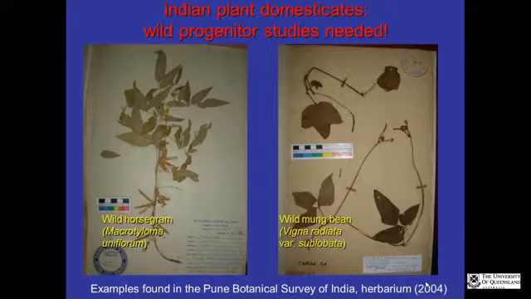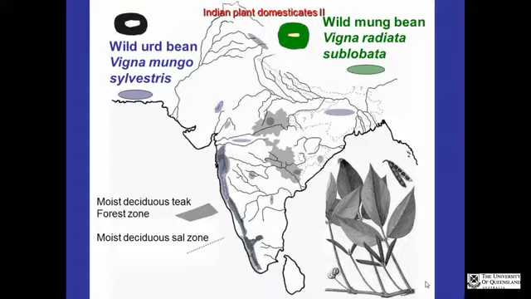So these are just some examples of free-growing wild-type mung bean and horse gram from the Botanical Survey of India Herbarium in Pune. But by putting together these records, you can find out from the labels where people have collected these things in the past and start to put together maps.